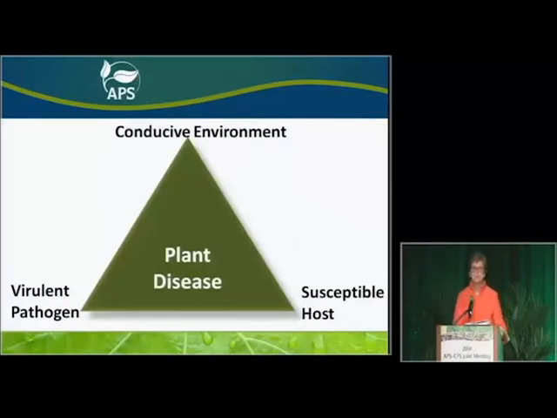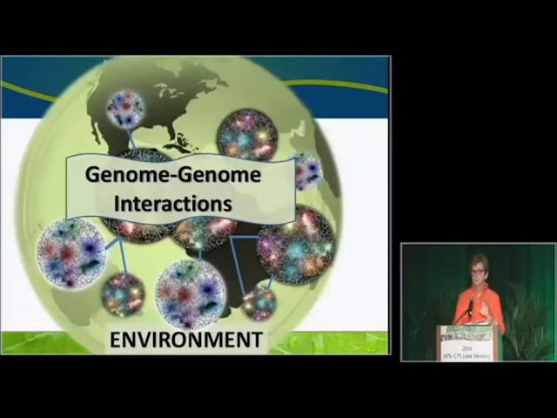So you've already seen our wonderful disease triangle once today, and I think all of you are familiar with this. But this is a very simplistic look at what we do as a discipline and the interaction with other disciplines. We need to have a conducive environment to get disease, and we need to have a virulent pathogen. But now what we're learning is that that is just too simplistic.